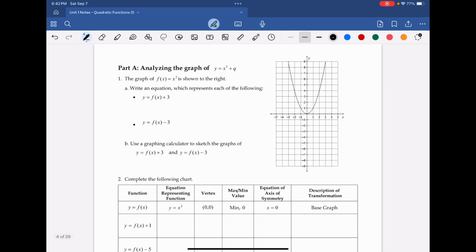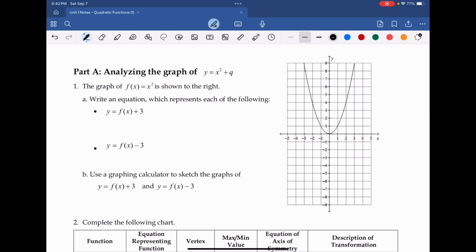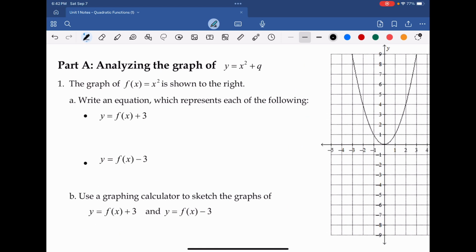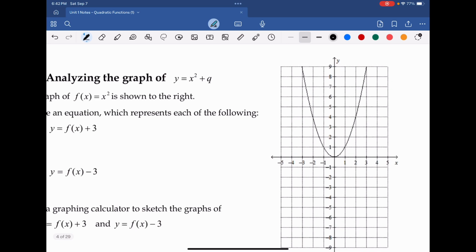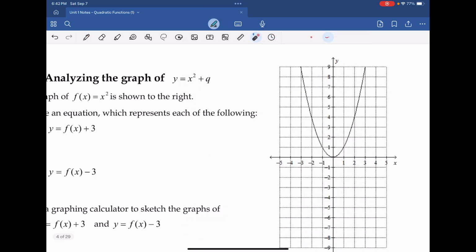All right, now let's go on to part A, which deals with what happens when we take this original function and then we add a q value. We're going to see here that the original function of y equals f of x, which is equal to x squared, is shown to the right. So they give us the basic parabola over here on the right-hand side. Here it is, and I know it's a little faint, but there it is right here.